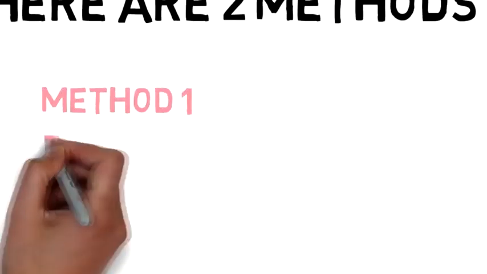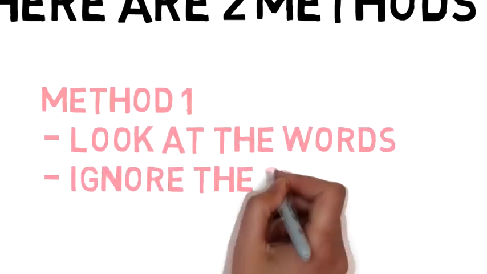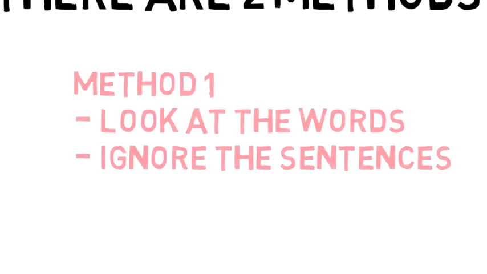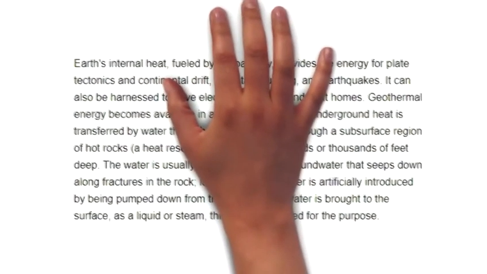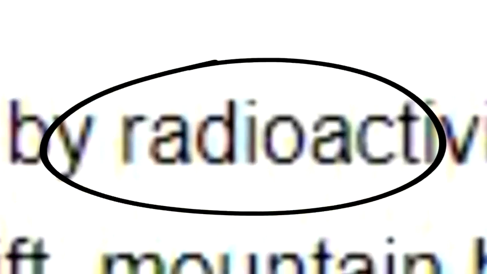Method number one, look at the words and ignore the sentences. This is what we are going to do for method number one. Here's our example paragraph. What I'm about to do is just look for the specific words and ignore the sentences. So I'm not going to read it thoroughly, and I'm just going to skim from up to the bottom by just concentrating on words.